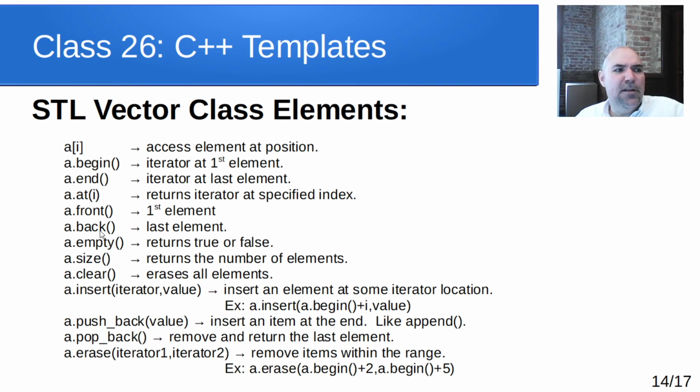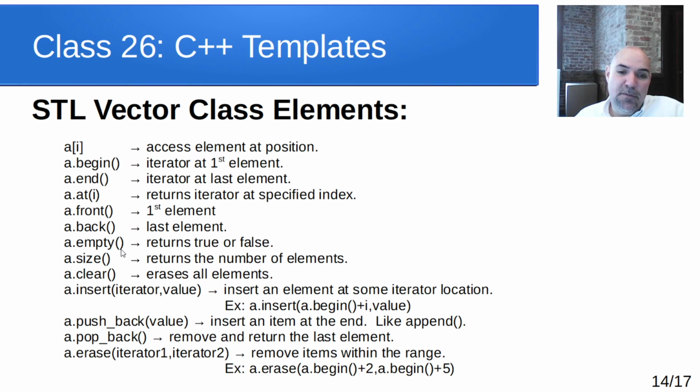Again, think of the iterator kind of like a pointer in C. a.begin is saying, give me the address of the beginning element, whereas a.front is saying, give me the thing pointed to by there, give me the beginning element. And those are different things. a.empty returns true or false: true if the thing is empty, false if it has stuff in it.